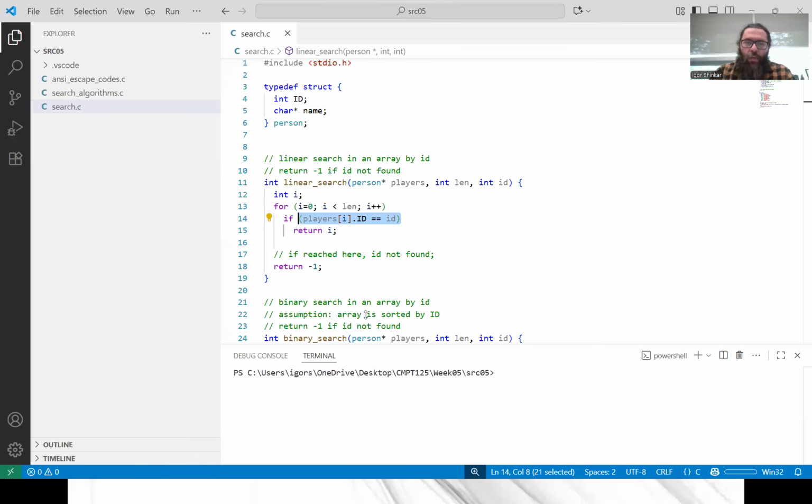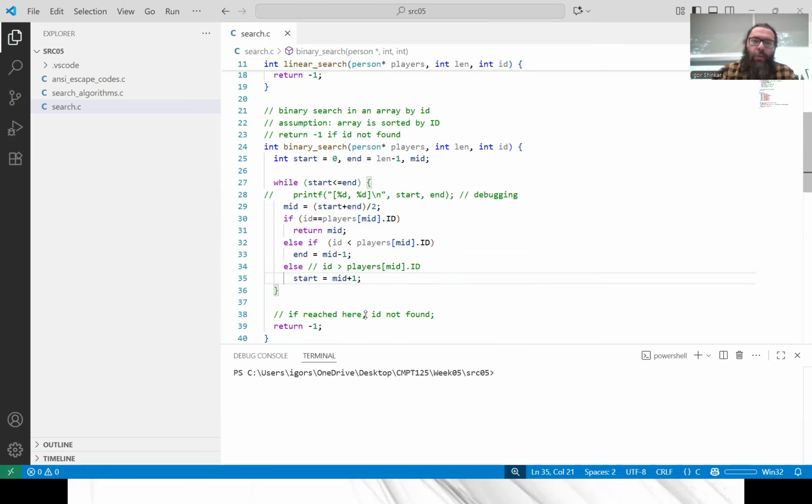Okay, now I would like to show you this example with a binary search. So we have this array of players. Here's how we do it. We'll have the start and the end point. We start with start being 0 and end being length minus 1. As long as start is less than end, compute the midpoint. Just compute the mid index.